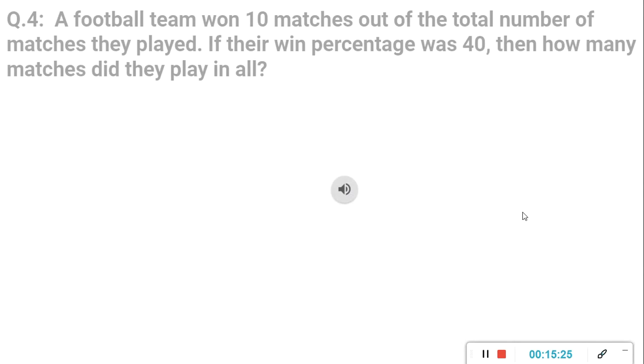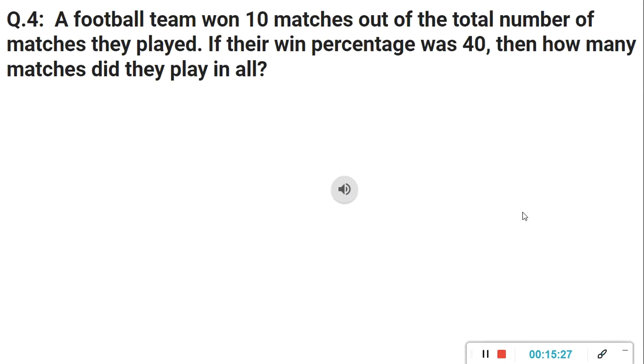Now let's see the fourth question. A football team won 10 matches out of the total number of matches they played. If their win percentage was 40, then how many matches did they play in all? So here in the question it is given that the team won 10 matches, isn't it? So that is 40% of the total matches.